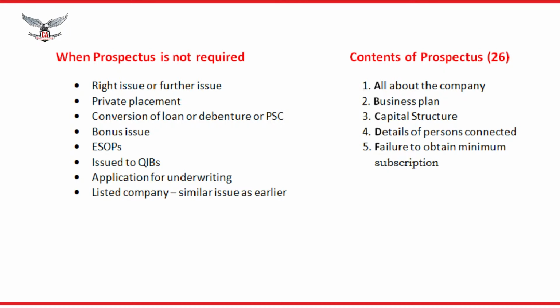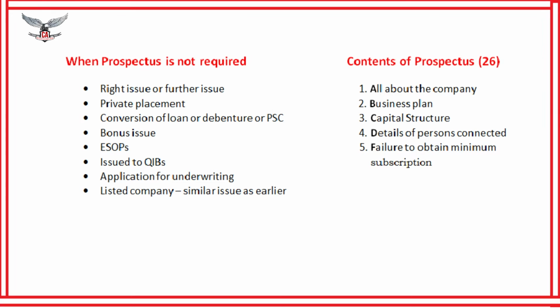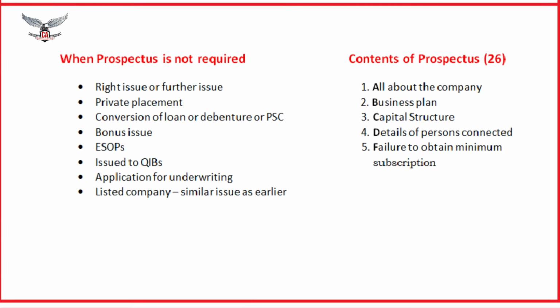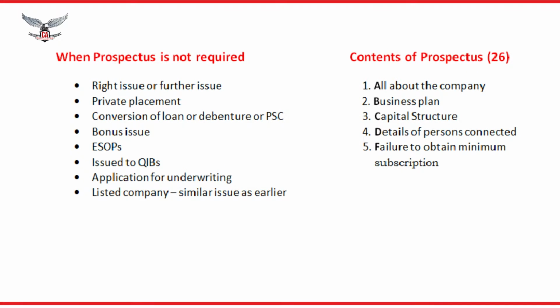Misstatement in prospectus, Section 34 or 35. Remedies available: rescind the contract or sue for damages. Civil liability: every person connected is liable for reimbursement of damages. Criminal liability: every person connected is liable for a penalty, which may extend up to 3 times the amount of fraud, or imprisonment from 6 months to 10 years. Defenses: not given consent, withdrawn consent, believed to be genuine, immaterial.